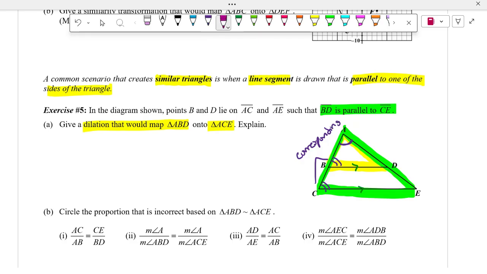It would be the exact same thing for these two angles, but now we're treating AE as the transversal, and they'd still be congruent by corresponding. And then just to recap, angle A is congruent because it's reflexive.